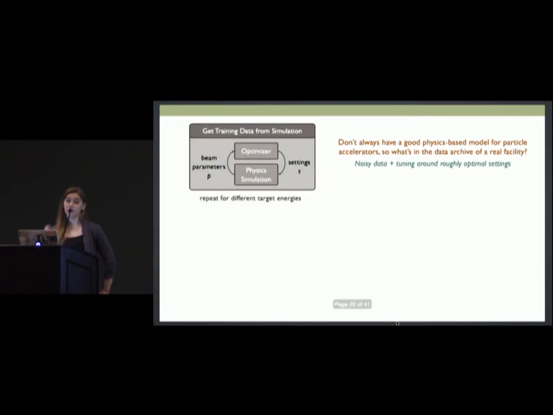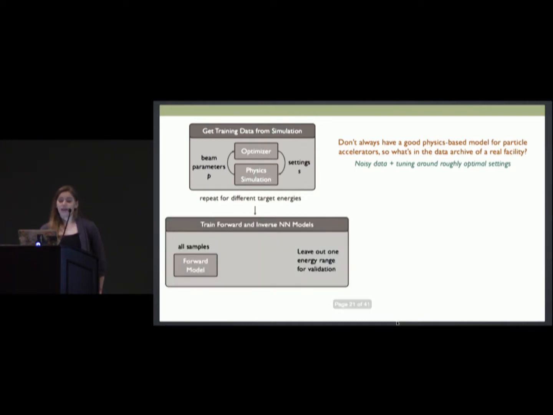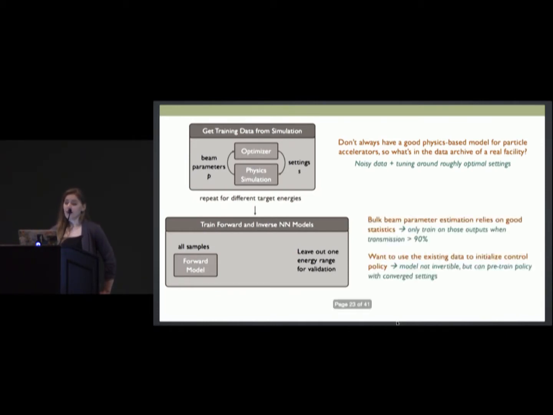So what we decided to do was come up with a training set that kind of mimicked that a little bit. So we interfaced with the physics simulation with an optimizer to optimize all of the beamline settings for specific target energies. And then trained a forward model using all of those samples, and then left one energy range out for validation.